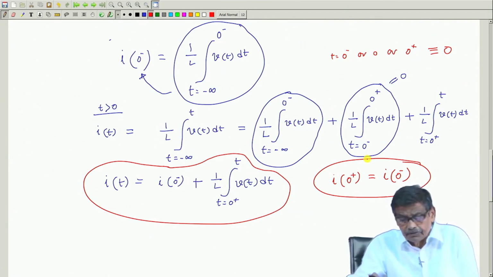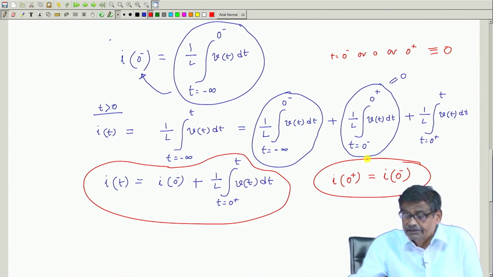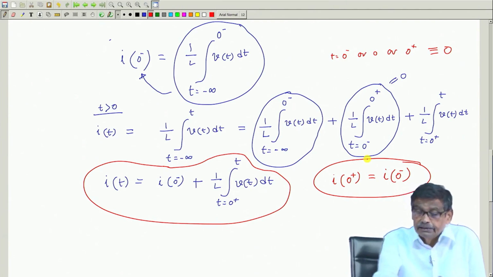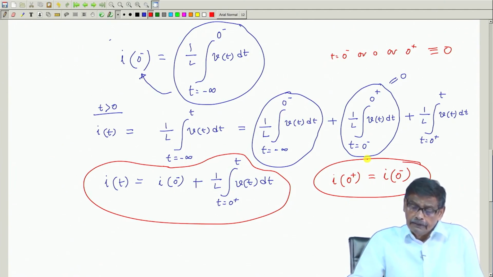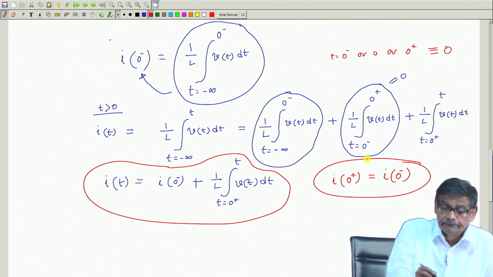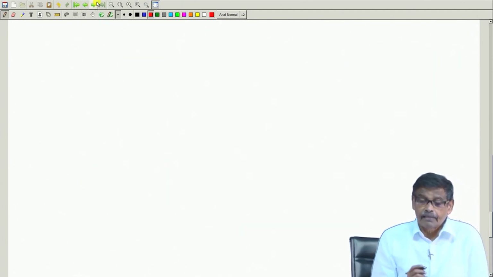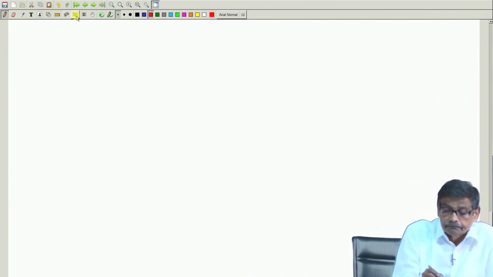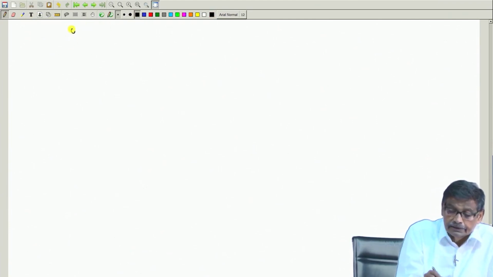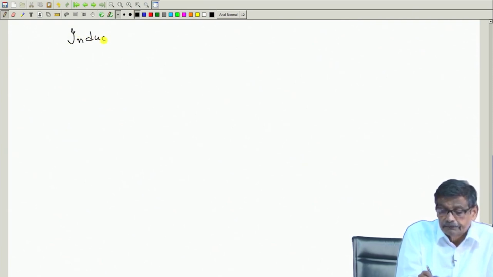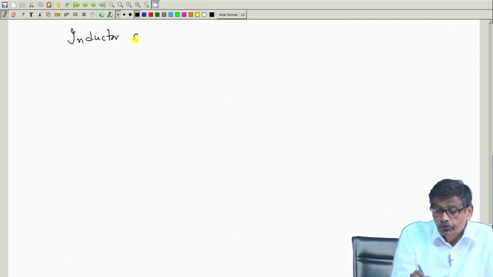We will solve some small problems to emphasize this point further. But it is absolutely essential that you are very clear about what you are doing. Okay? Now, sometimes suppose I say that an inductor is an energy storing element. This is very important: an inductor can store energy.